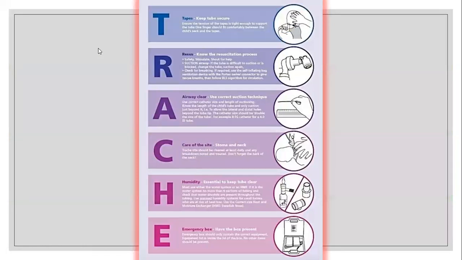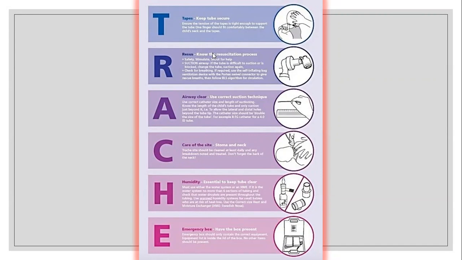In this box or table, we can see how to take care of a tracheostomy. An easy way to remember: TRACHEA. T stands for tape, R stands for rescue, A stands for airway clearance, C stands for care of the site, H stands for humidity, and E stands for emergency box.